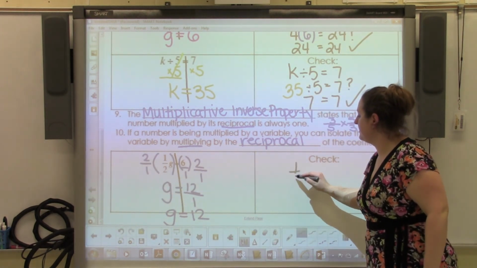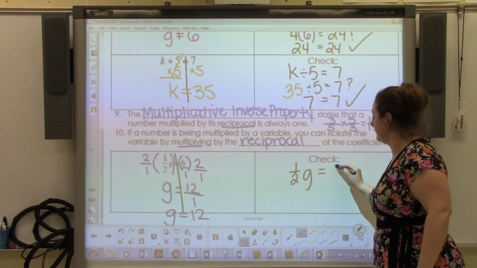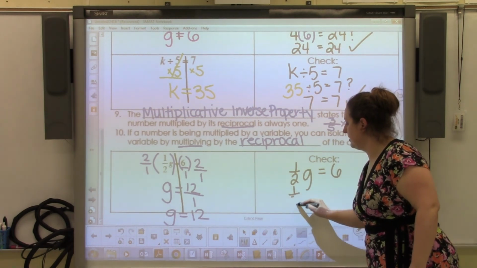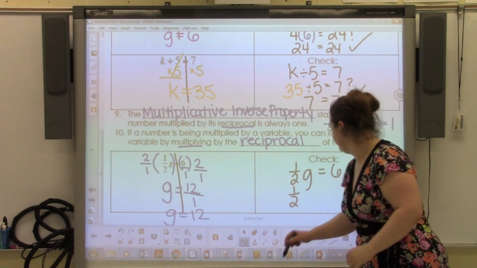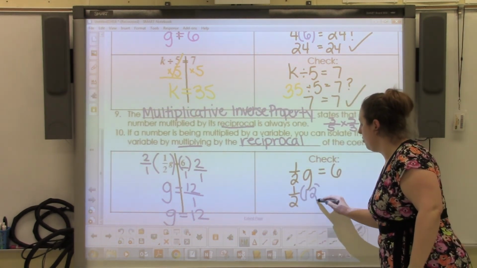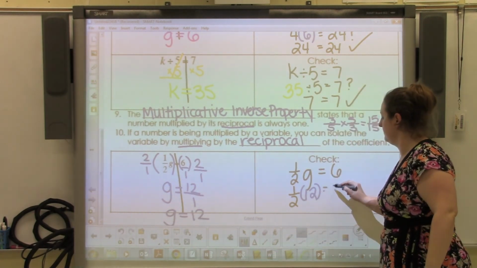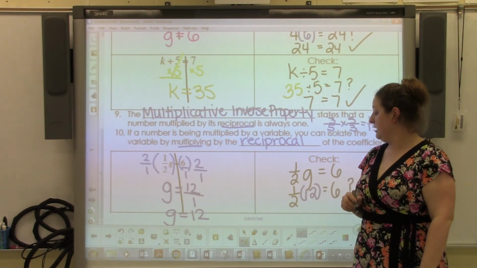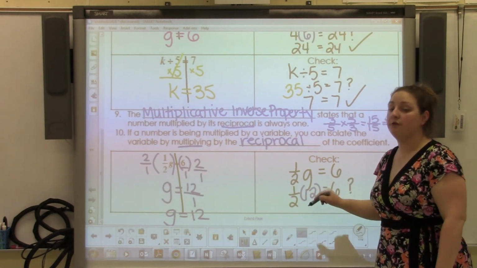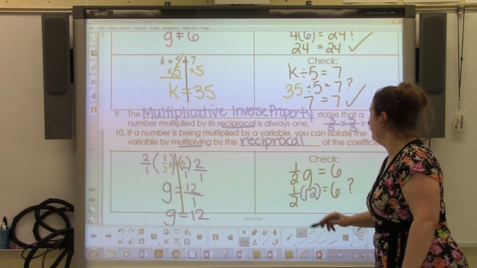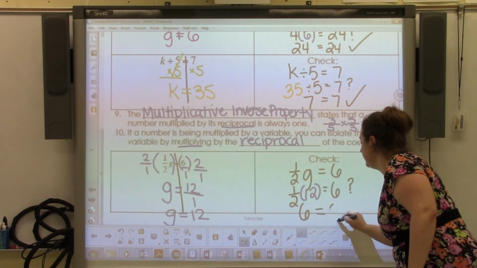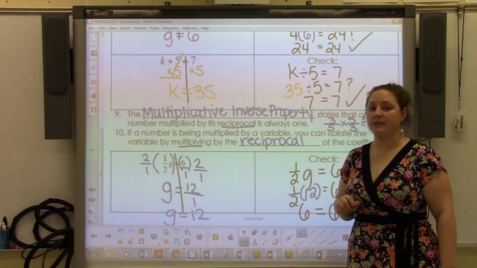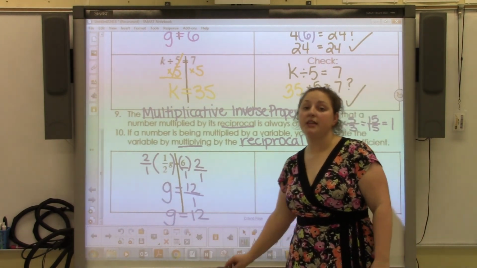So we have 1/2 times g is equal to 6. Instead of g, we're going to replace that with 12. 1/2 times 12, or half of 12. So is half of 12 6? It sure is. I would get 12 over 2, and 12 over 2 gives me 6. So 6 is equal to 6, and that's my answer. Now it's time to try the practice problem.